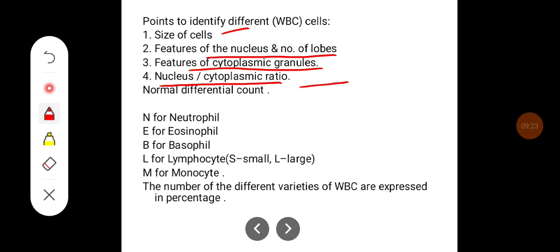Okay, so then when you are counting different WBCs, they can be denoted with alphabets. Neutrophil can be denoted by N or P, that is polymorphonuclear cell. Eosinophil is denoted with E. Basophil is denoted with B. Lymphocytes, whether it is small or large, is denoted by L. Monocyte is denoted by M. Okay. So then the number of different varieties of WBCs are expressed in the percentage depending on their count.